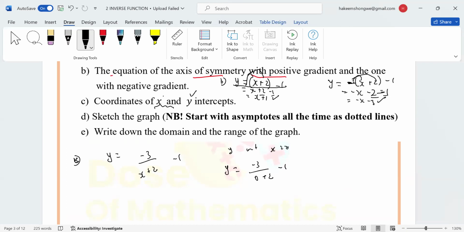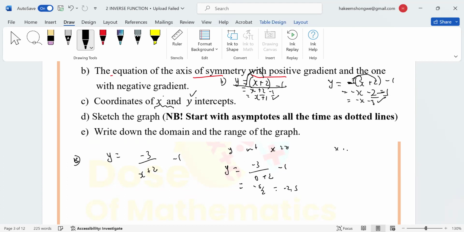And from here you can give it to Mr. Cation. What do you get for this one? You get minus 3 all over 2, minus 1, which is going to be minus 5 all over 2. And then you have minus 5 all over 2, which is minus 2,5. So that's the y-intercept. Okay, let's look for the x-intercept.